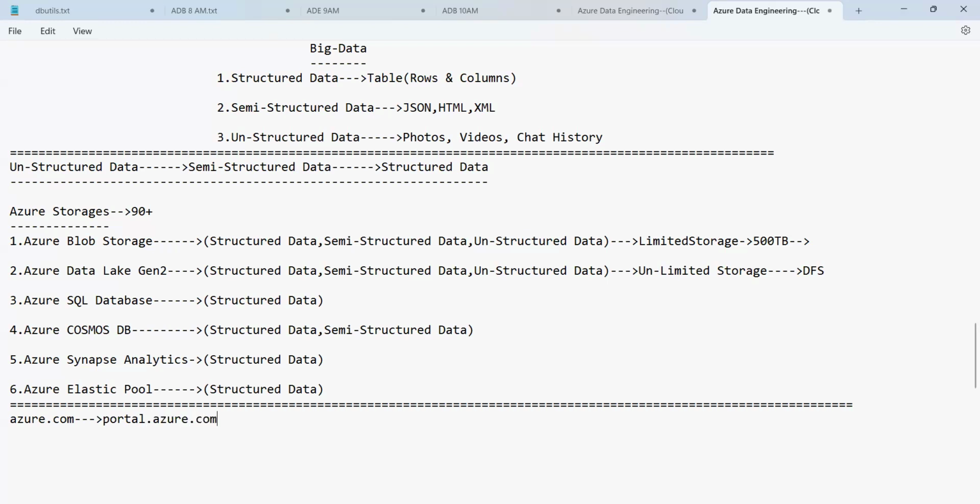And go to portal.azure.com. I will show you practically tomorrow how to open this page and how to move further. Tomorrow we will mostly start with the practicals, and we will start with the first component, Azure Data Factory, ADF.